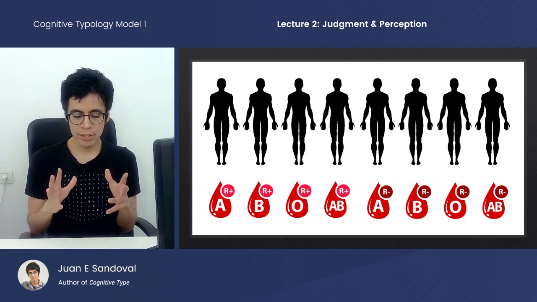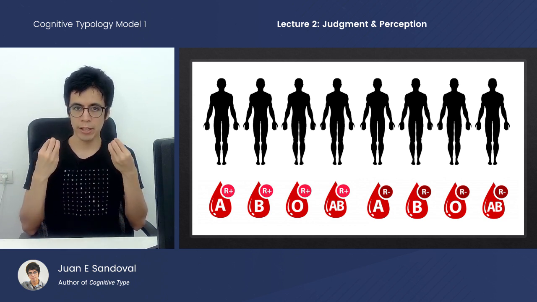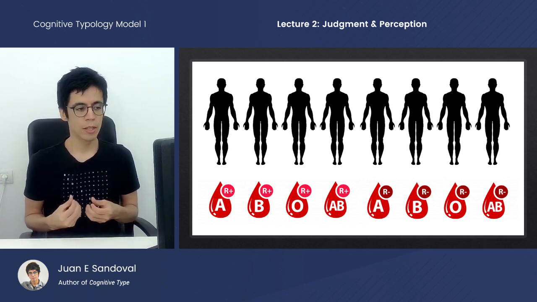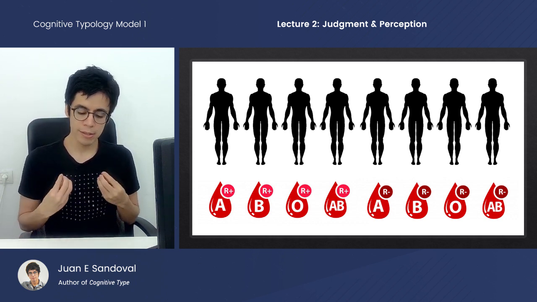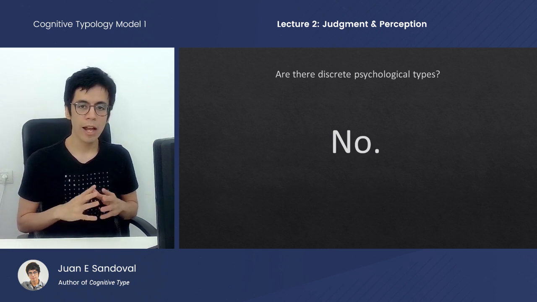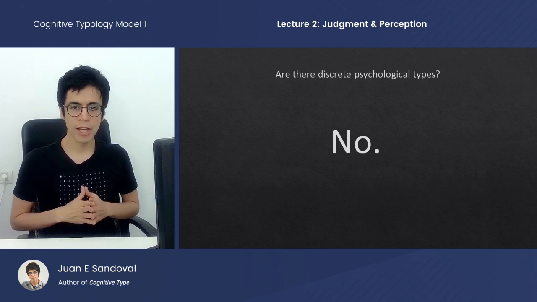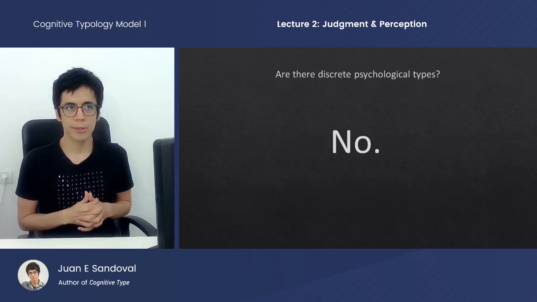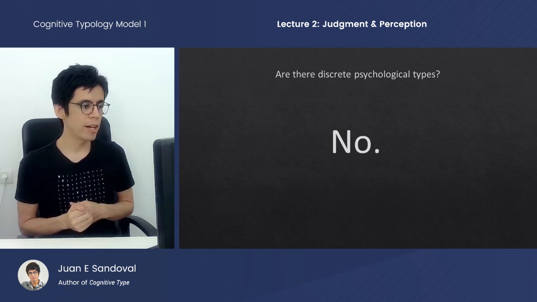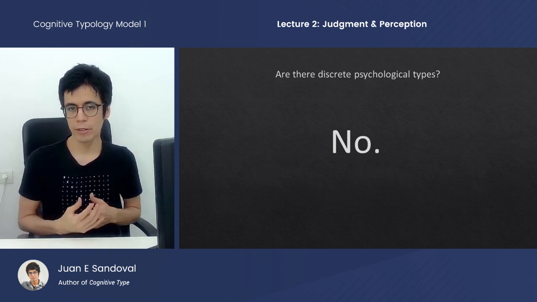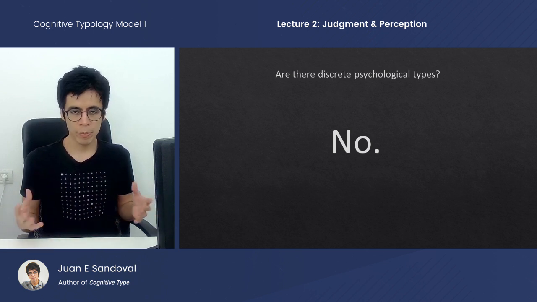It's something that's not on a spectrum, but something that is fundamental to personhood. So is there something like this in human psychology? That's the question I want to answer. And according to the current mainstream understanding of psychology, that answer seems to be no. Nobody has been able to provide evidence for discrete psychological types, not even the big five.